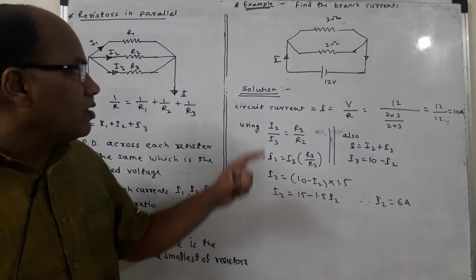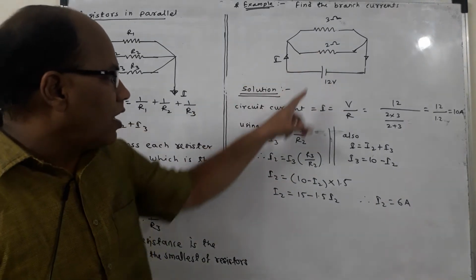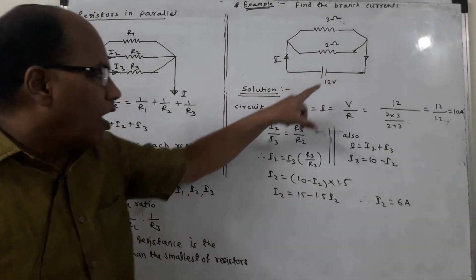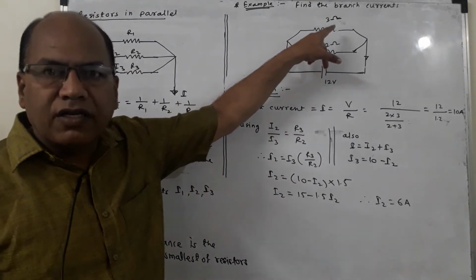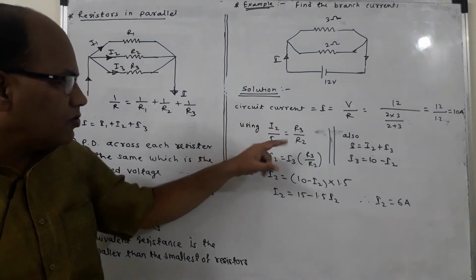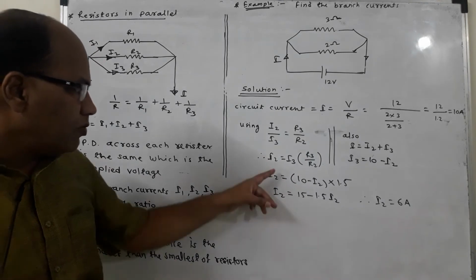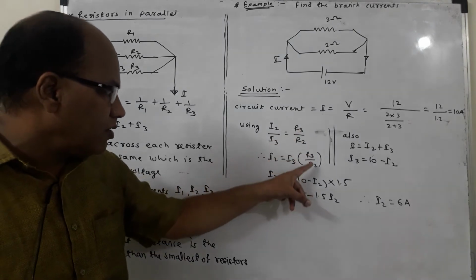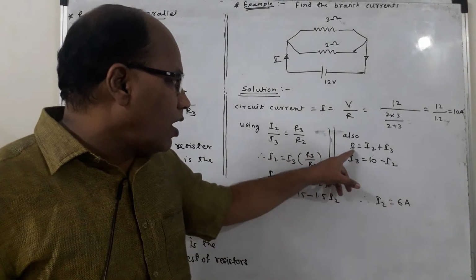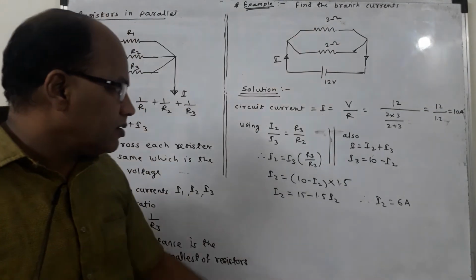Now it is required to get the branch currents. I am naming I2 as the current flowing through the 2 ohm resistance, and I3 as the current flowing through the 3 ohm resistance. So I2 divided by I3, that is the current ratio, must be equal to R3 divided by R2. This is the relation. So I2 can be written as I3 into R3 divided by R2. But here we also know that I is equal to I2 plus I3. Total current is equal to the sum of the currents flowing through the branches.